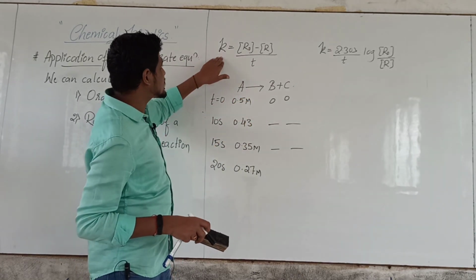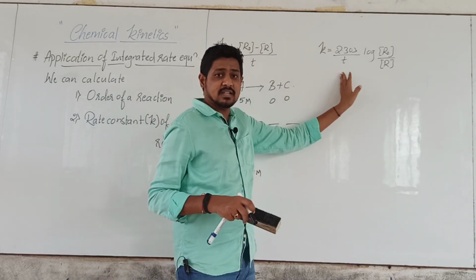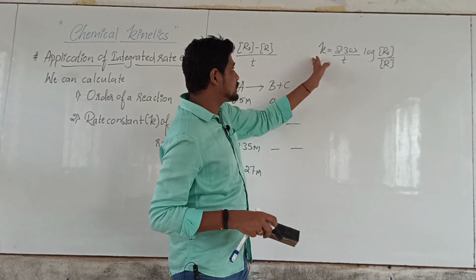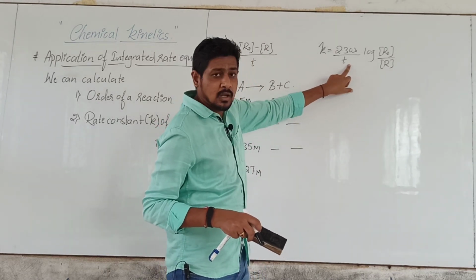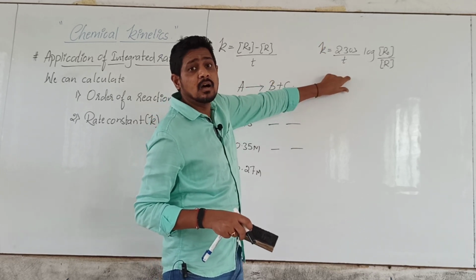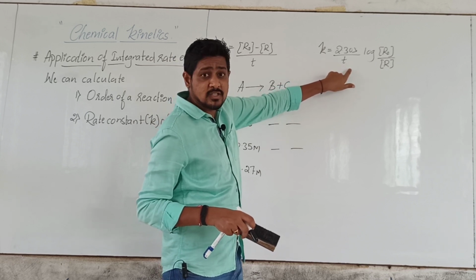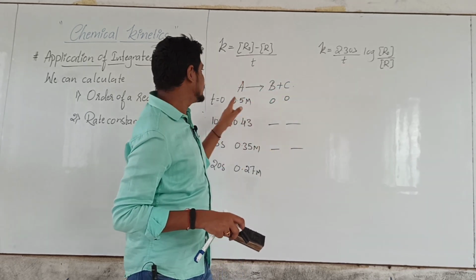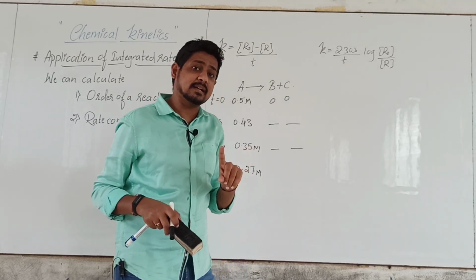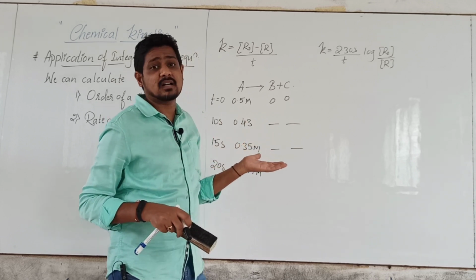If you are not getting the same value of K from this equation, then you have to go for this equation. Then if you are getting constant values of K at different time intervals, if you are getting the rate constant value same, then this is the correct integrated rate equation. Then this integrated rate equation is of which order? This is the first order. Then the reaction will be of which order? First order. So we will be getting the order of the reaction. So this is called the hit and trial method.